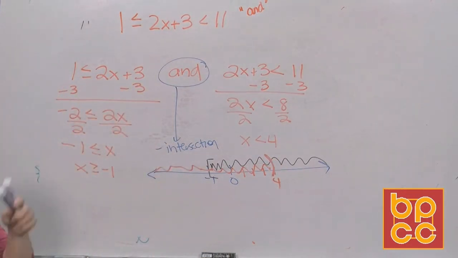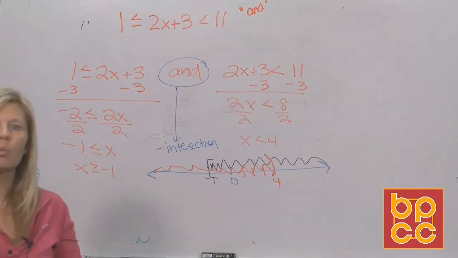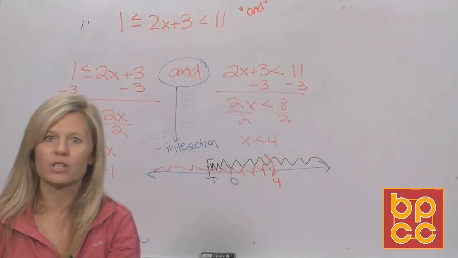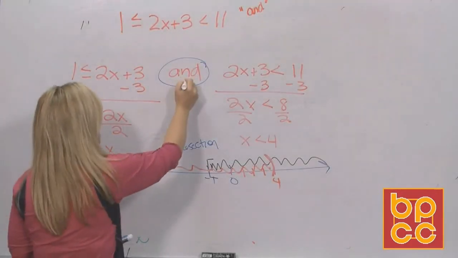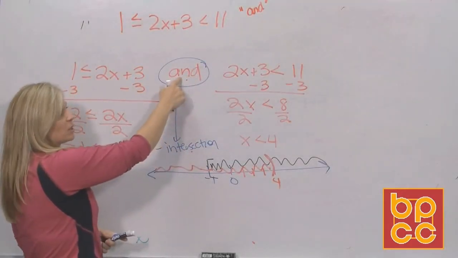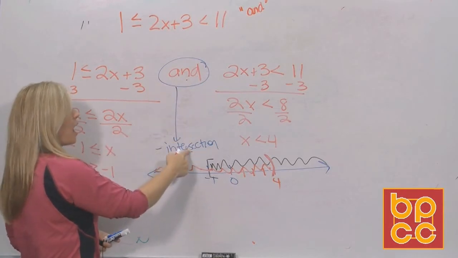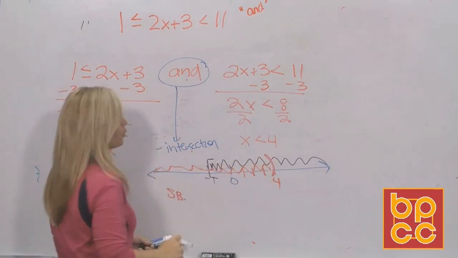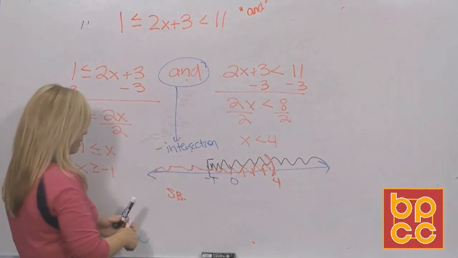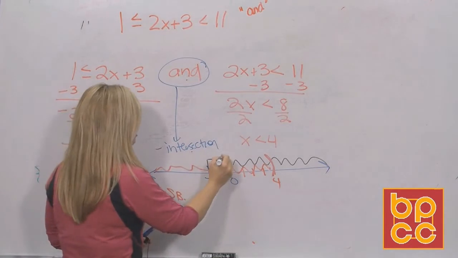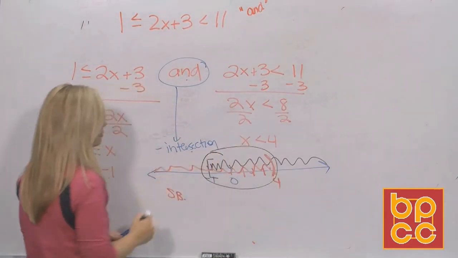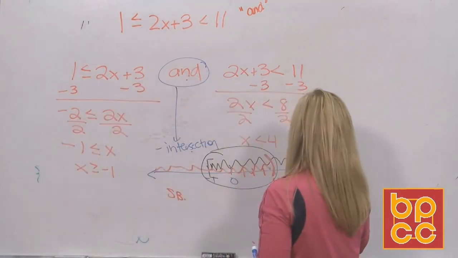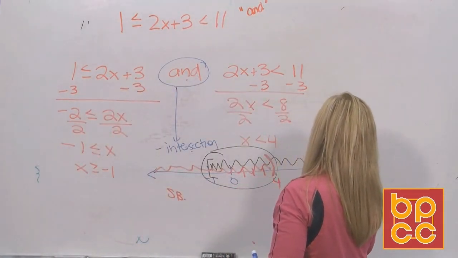Now here's the catch, guys. Everything is based on the word. The word tells you whether you're looking to unite the picture or only look for the intersection. And means intersection. So if I saw the word and, I'd write, all right, I'm looking for an intersection. So now we can write our answer. In set builder, where is the intersection? Well, everybody look closely. The intersection is from here to here. Y'all with me?